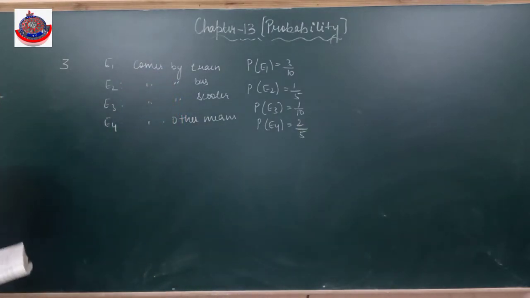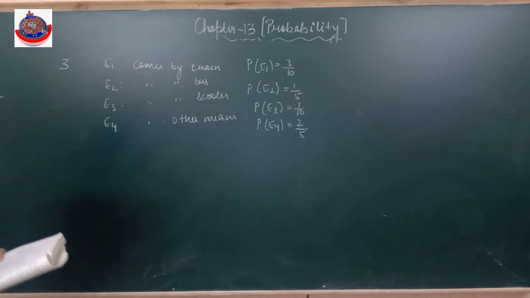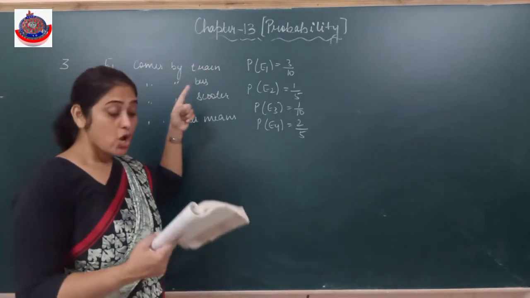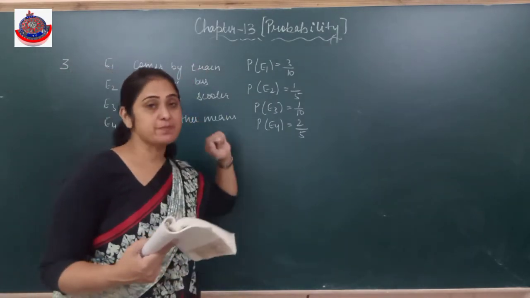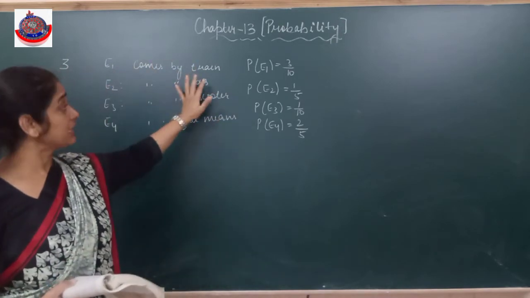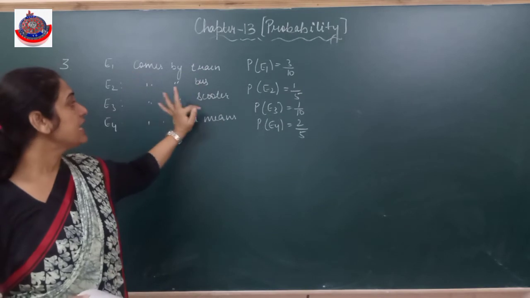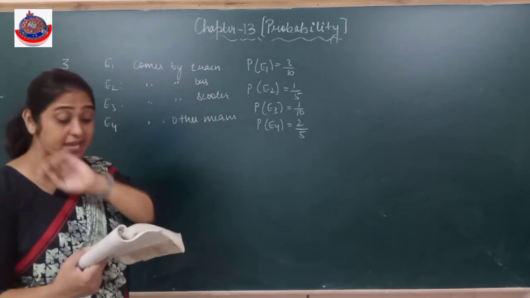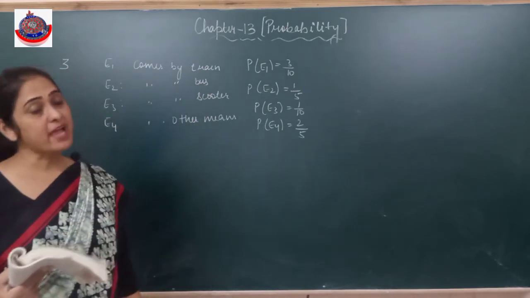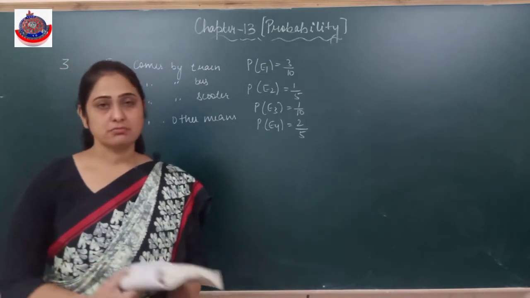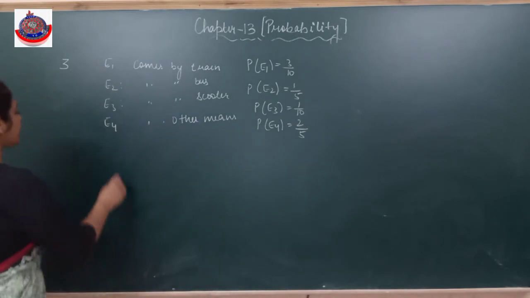Clear? Now he says the probabilities that he will be late are 1 by 4, 1 by 3 and 1 by 12 if he comes by train, bus or scooter respectively. Now, the probability of being late when he comes by train, by bus, by scooter, it's given. But if he comes by other means of transport, he is never late. When he arrives, he is late. Now I have to find the probability of being late.